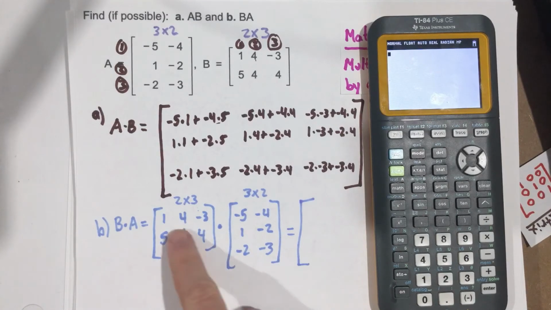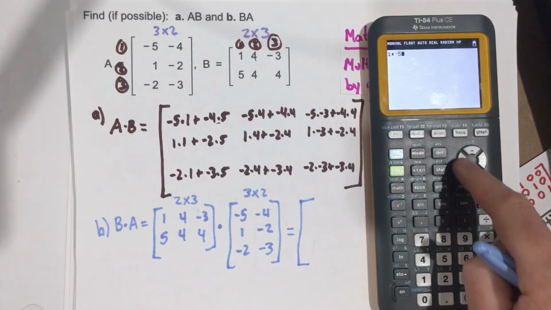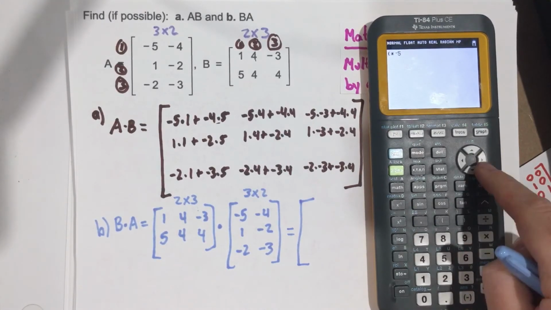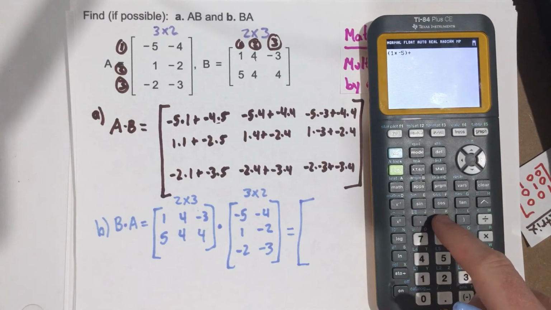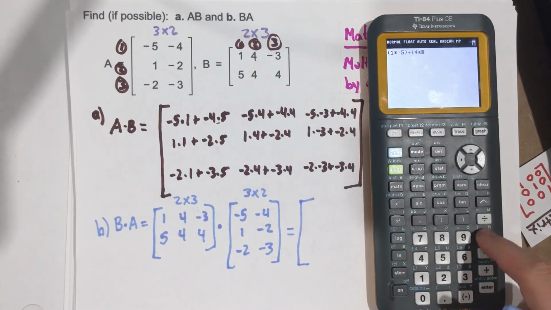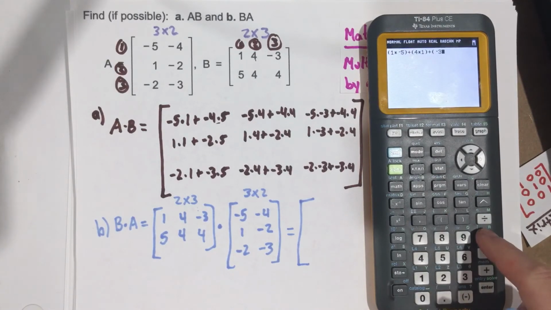All right. We're going to start here with the 1 times the negative 5. And each one I do, I'm just going to put in parentheses. So 1 times negative 5 plus, and just put a plus in between each, 4 times 1 plus negative 3 times negative 2. Hit enter. This is 5.